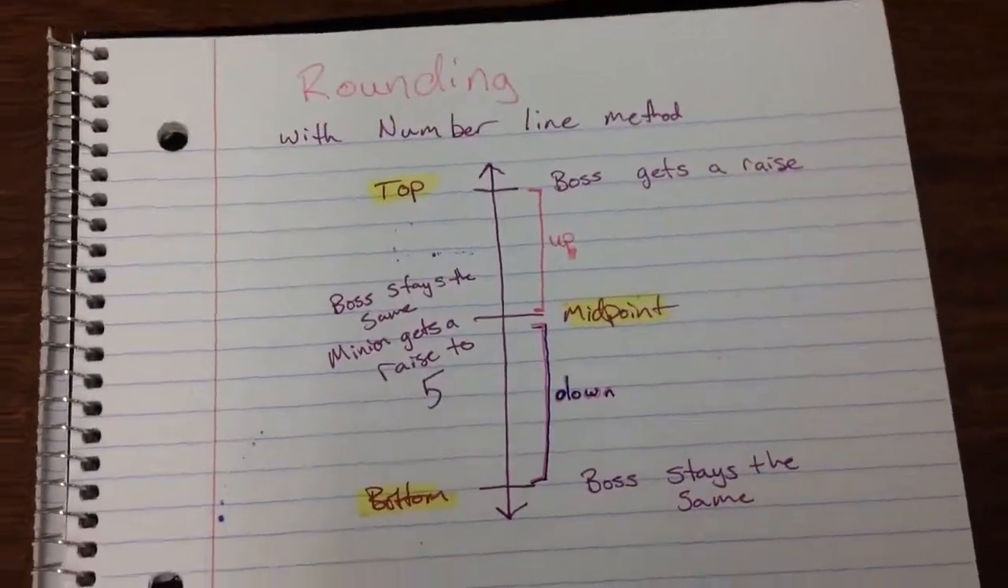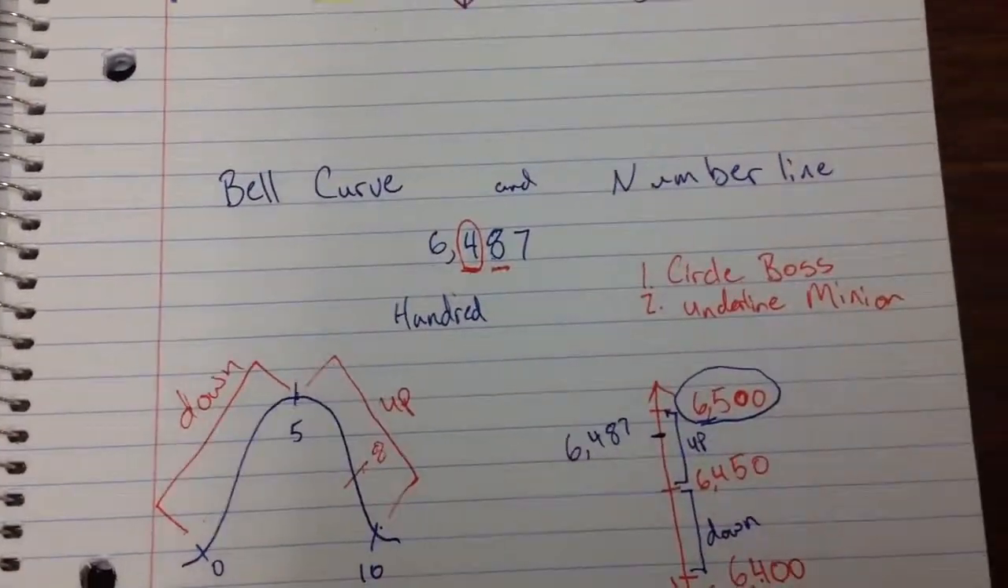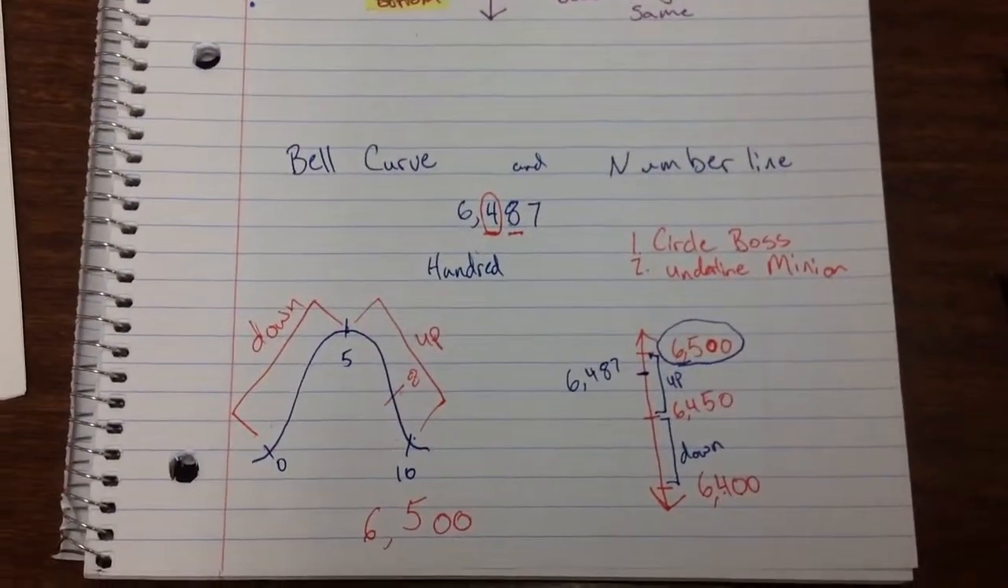Remember, we have the number line method and the bell curve method. Both ways. And that's how you round, with both ways.